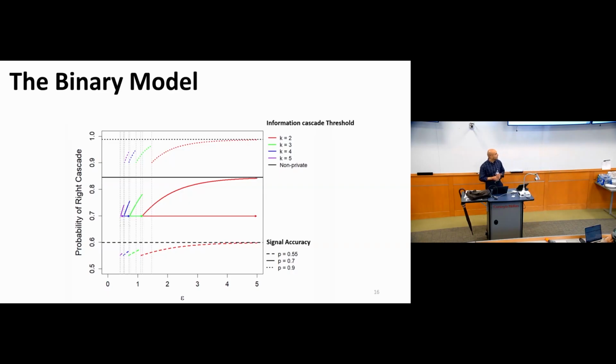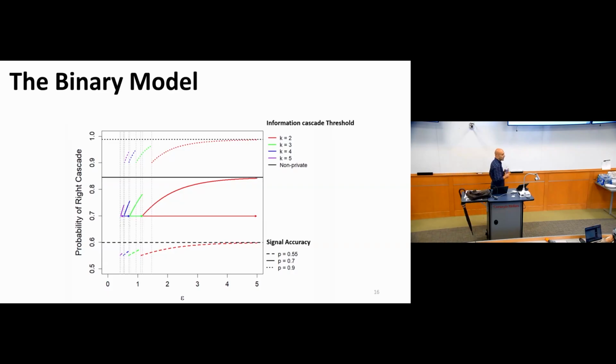And then these layers are just different signal accuracies. It's not surprising that when the signal accuracy is very high, so that private signals are mostly agreeing with the state of the world, then the probability of correct cascade is just higher. So those top layers correspond to highly accurate signals, and then as you go below, you're getting less and less accurate signals. But that's just the property of your information environment.